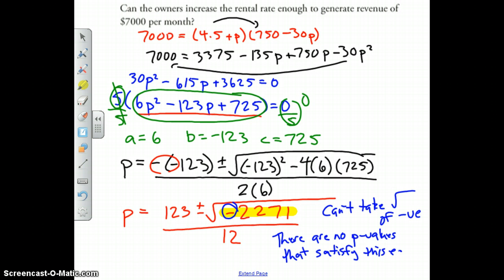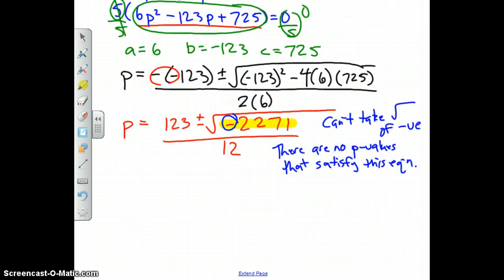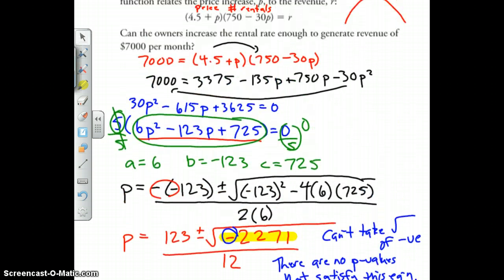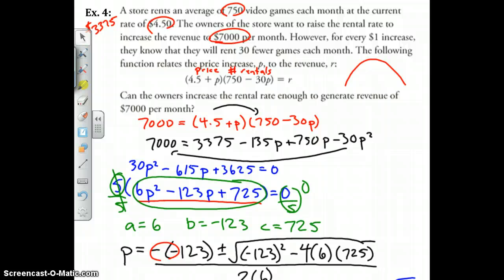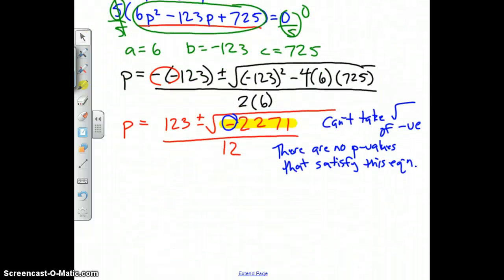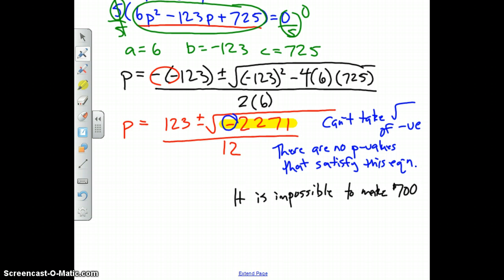So what does that mean in terms of the question? Remember, the question asks about making $7,000 with these rentals. And basically what we found is, since there are no p-values, they can't increase the price and make $7,000. So basically it is impossible to make $7,000 on these rentals.